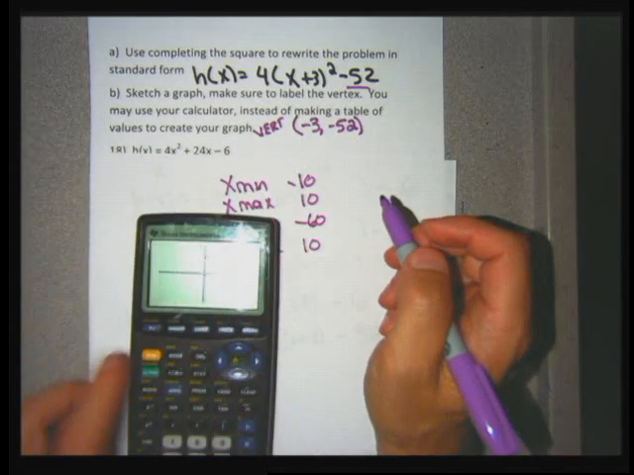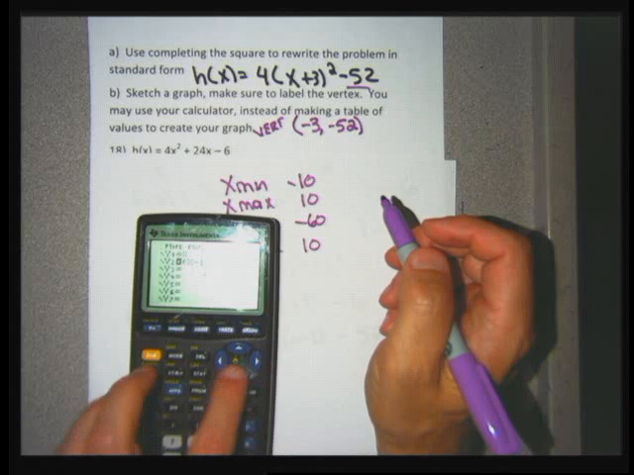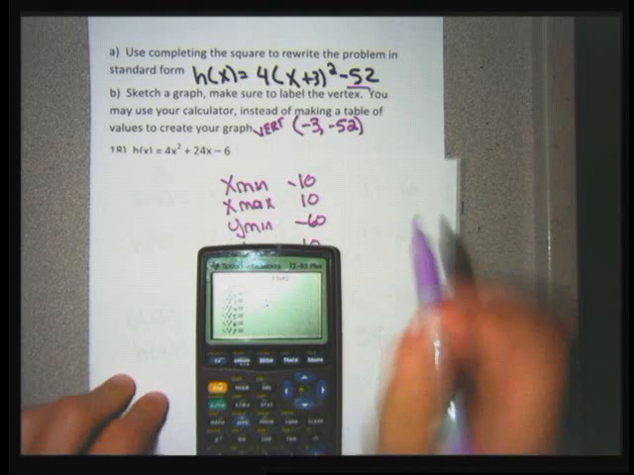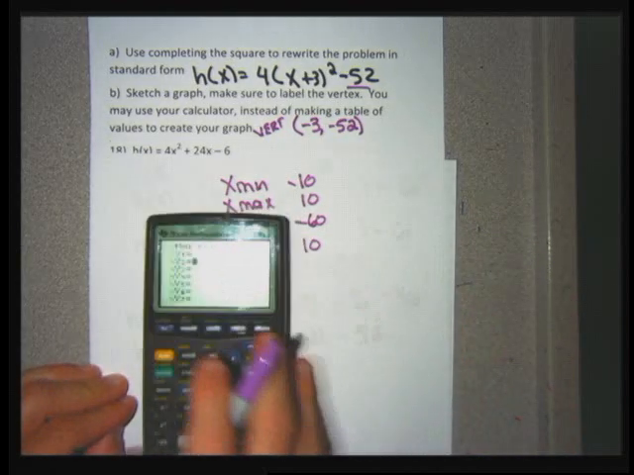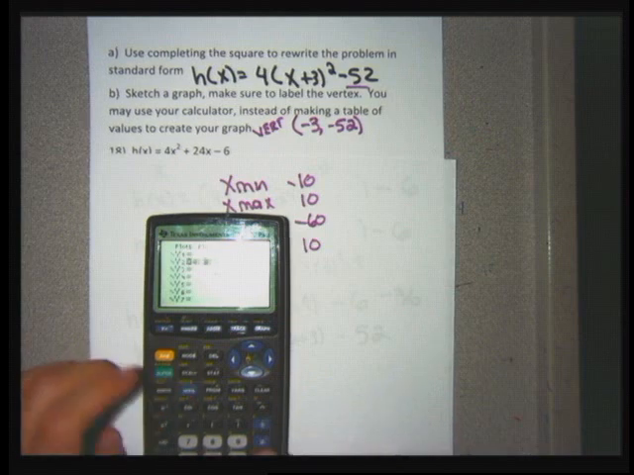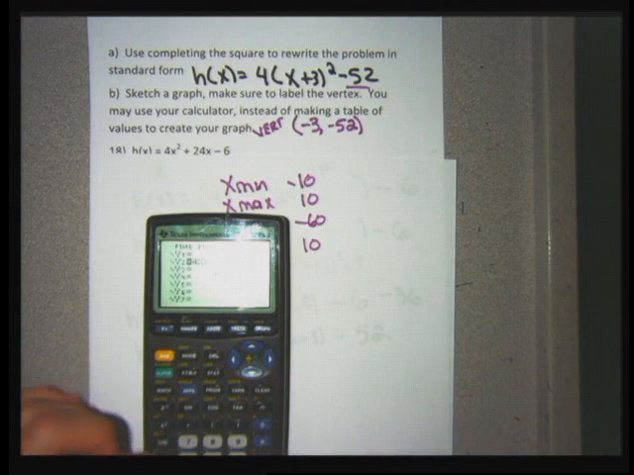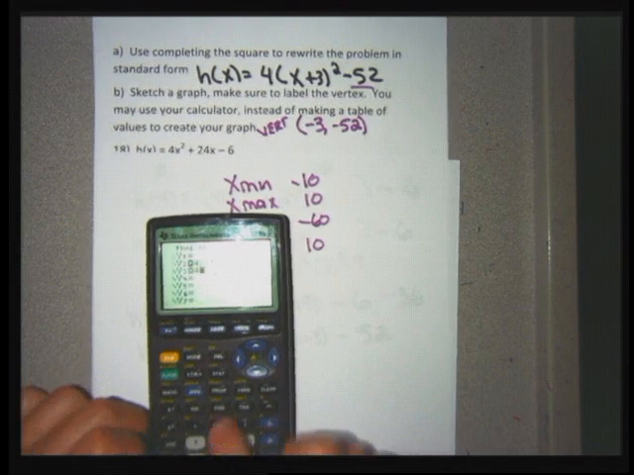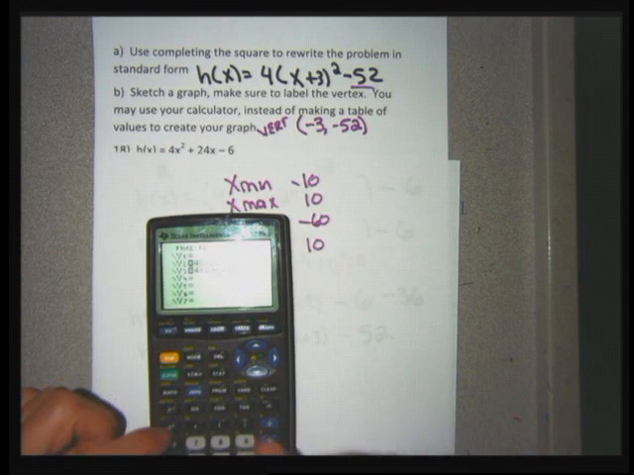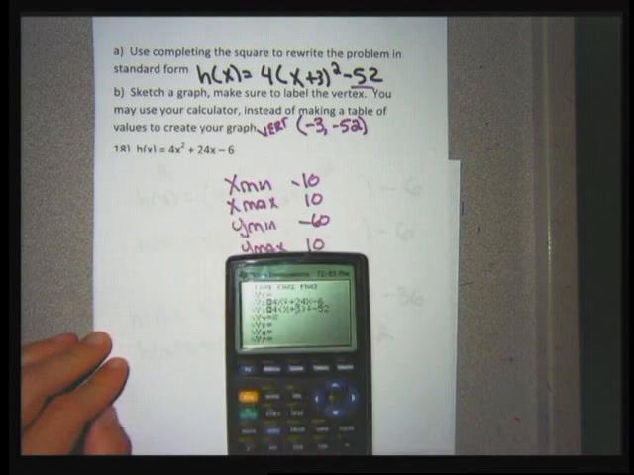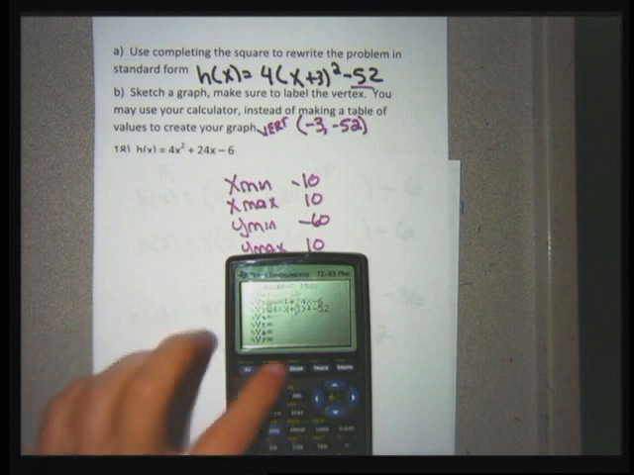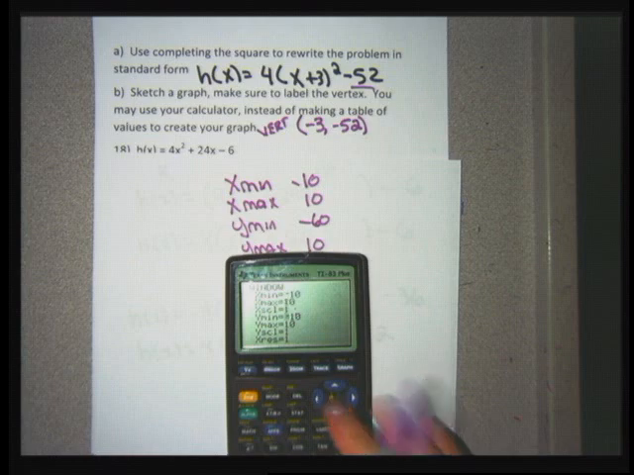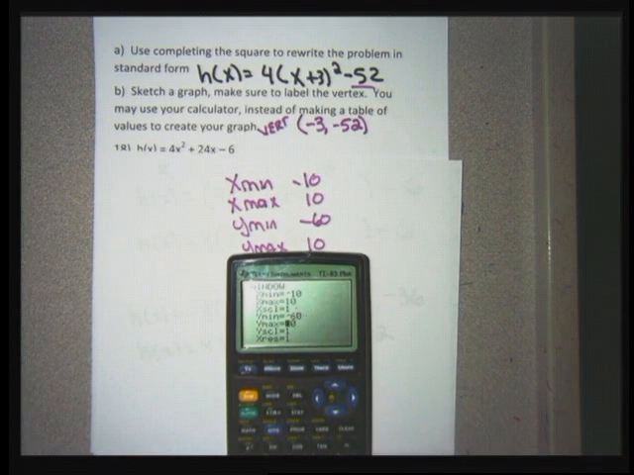I'm going to graph both functions again. I'm going to hit my y equals, clear out the junk that's in there, type 4x squared plus 24x minus 6 for my y1, and then 4 parentheses x plus 3 squared minus 52 for my y2. And I have them in y2 and y3. That doesn't matter. Tweak my window. I said my x's are going to be okay. I'm changing my y-min to -60.